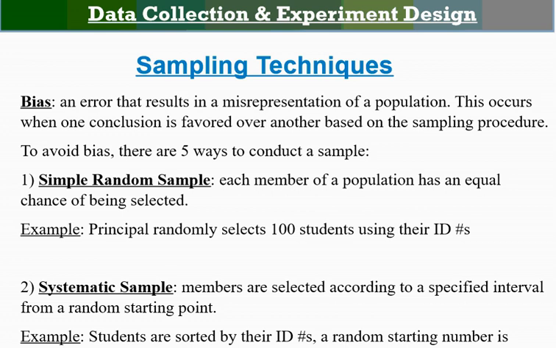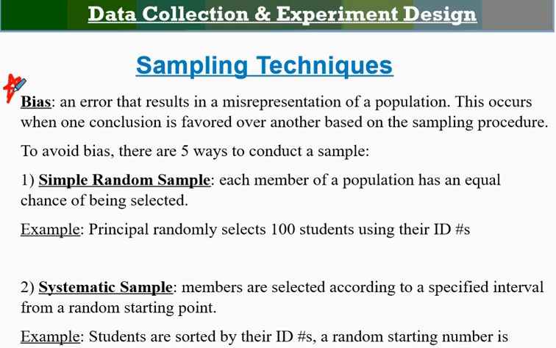Sampling techniques are all the variety of ways, once you've decided how you're going to split up your groups, who's going to receive the treatment and who's not, that you decide how you're going to sample. The number one item is that you're trying to avoid bias. Bias is an error that results in misrepresentation of a population. It occurs when one conclusion is favored over another based on the actual sampling procedure.